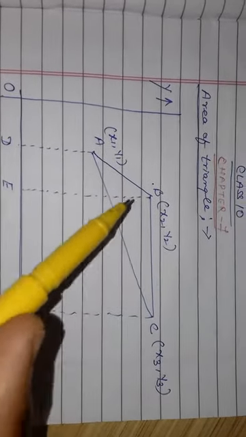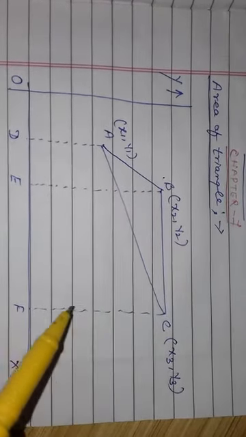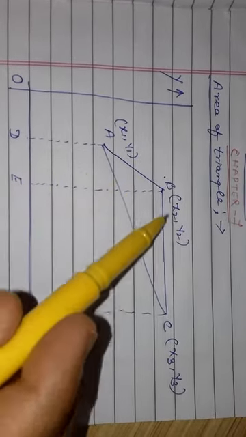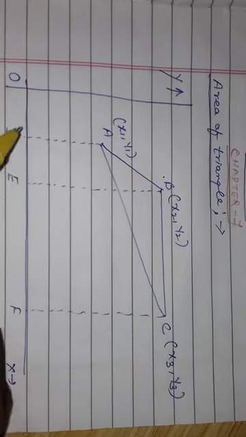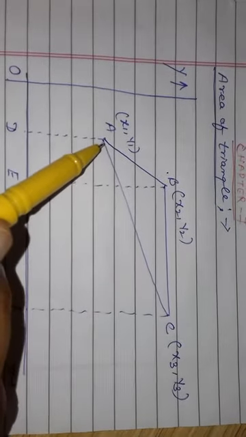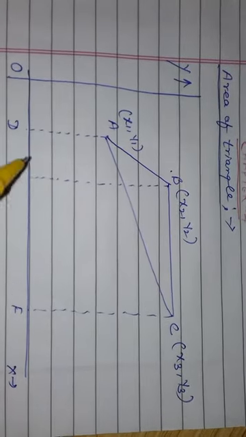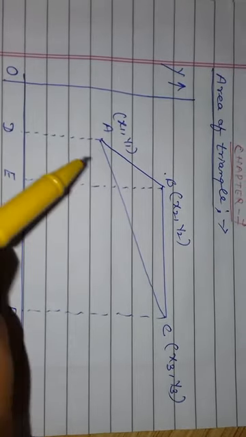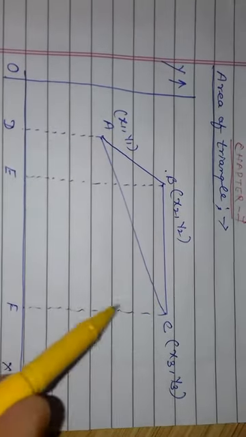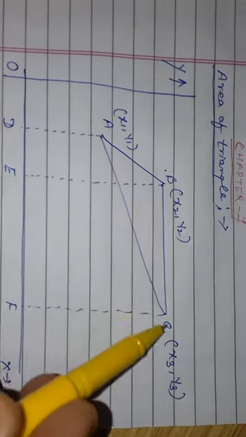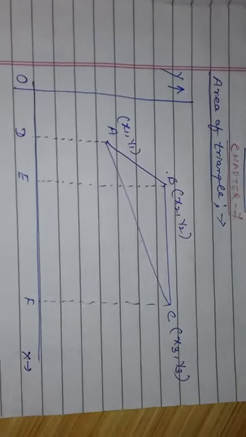So see here, first we will find the area ABCED. This whole area will be calculated, and from this area we will subtract area ACFD. So when this area is subtracted from this area, we will get the area of the triangle. So the same we will do here.